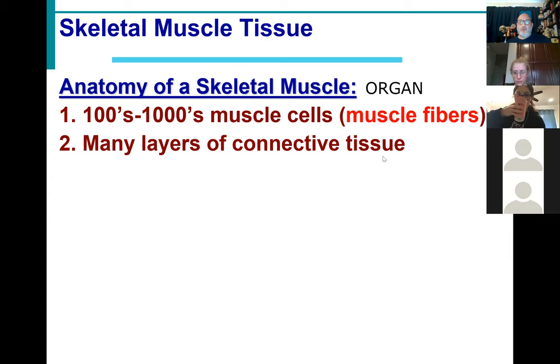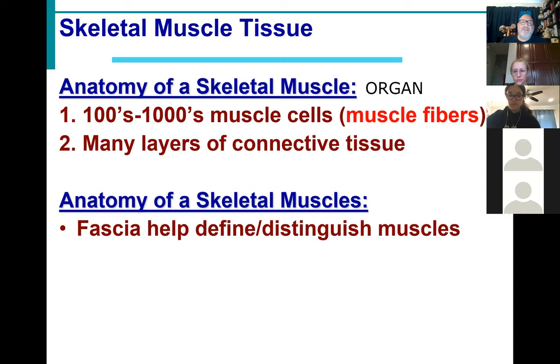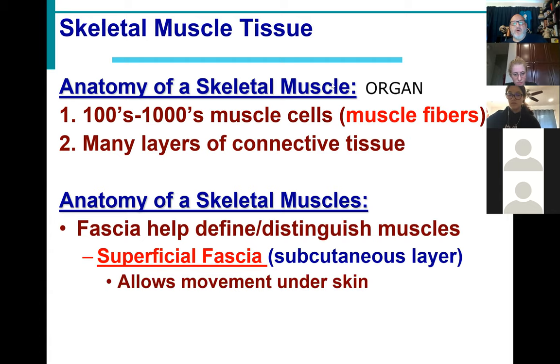Now, when organizing these muscles and these connective tissues, fascias are a level of connective tissue, a dense irregular connective tissue that helps to define or distinguish individual muscles. And there are several types of fascias. The one that we're already familiar with is our hypodermis, or what we called our subcutaneous layer. Well, now, because anatomists hate you, two names isn't enough, we'll give it a third. The name of the hypodermis, the name of the subcutaneous layer of the skin or under the skin, is also known as the superficial fascia.